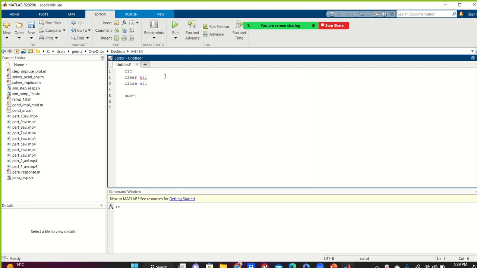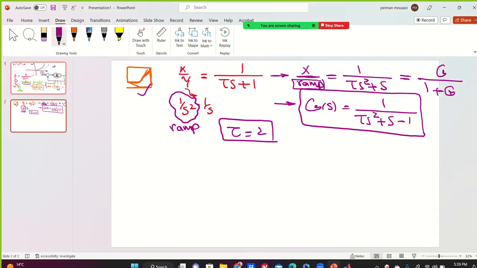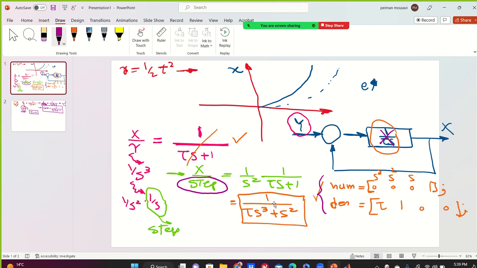So num for this is gonna be 0, 0, 0, 1, and then den is gonna be 2, 1, 0, and 0. See here? Yeah, close the transfer function for coding in MATLAB with input of the step. That's right. This, see? Den is 2, 1, 0, 0. And what is the step?